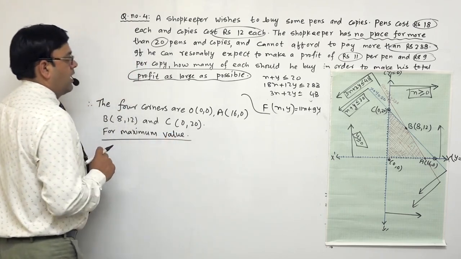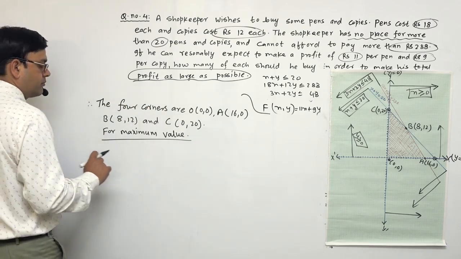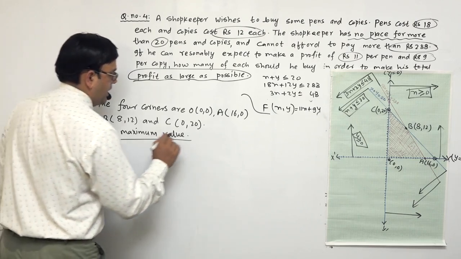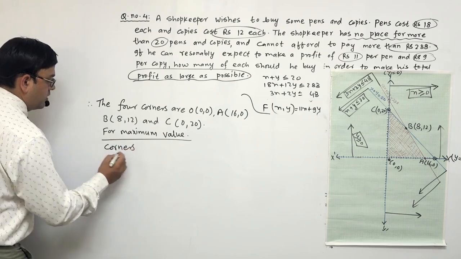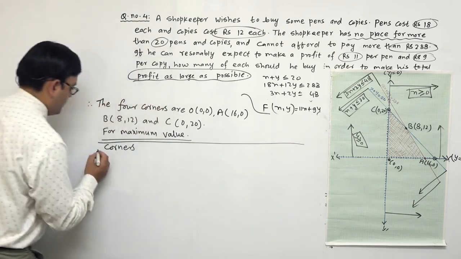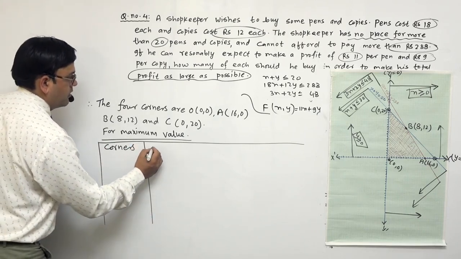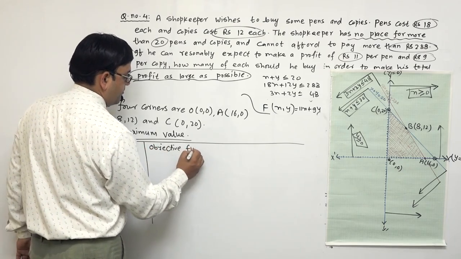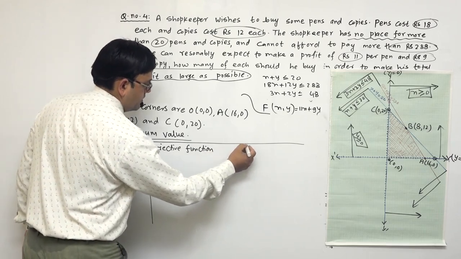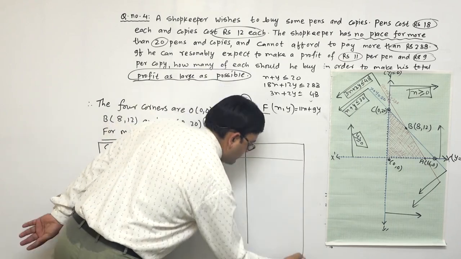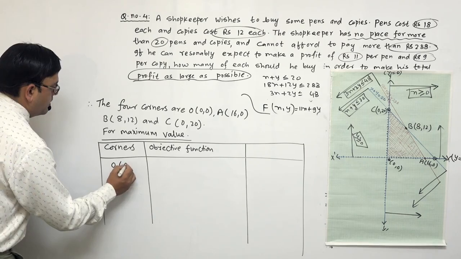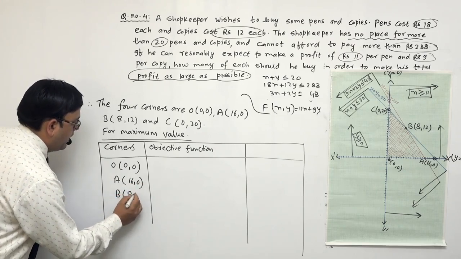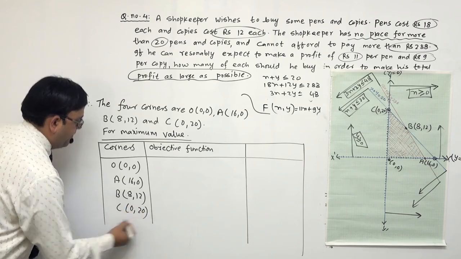भ्यालु हामी म्याक्सिमम भ्यालु मात्रै फाइन्ड आउट गर्दै छौं किनभने प्रॉफिट एज लार्ज एज पोसिबल भनेको छ। For maximum value our objective function 11x plus 9y छ, त्यसकारणले अब हामी लेखौं corners and objective function. अब हेरौं, हाम्रो कर्नर्स O that is 0 0, A that one is 16 0 and then B 8 and 12, C 0 and 20.